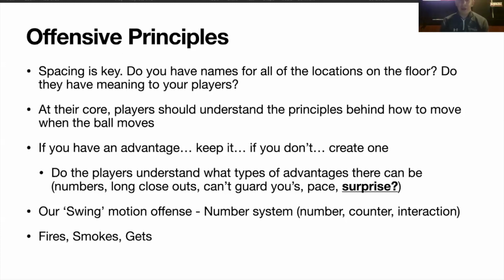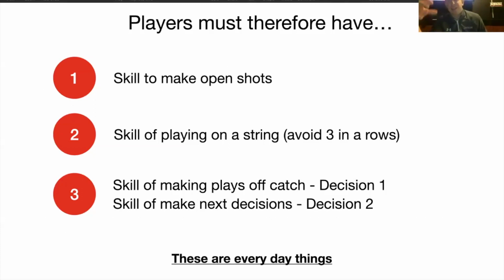And then in the past year and a half, we've incorporated gets into that action as well. And I know that's becoming more in vogue through international basketball. Big fan of that action with our players. So it's kind of our offensive principles. Based on that, our players must therefore be able to have the skill to make open shots, be able to have the skill of playing on a string, so avoiding 3 in a rows, and then the skills of making plays off the catch. So that would be decision 1.